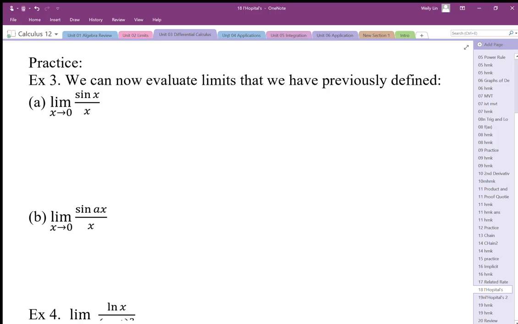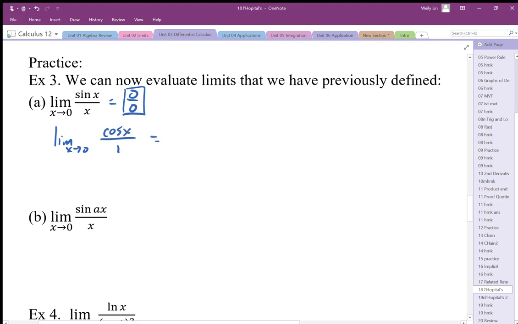Here, these next ones, we are going to evaluate limits that we already know. So we should already know that the limit as x goes to 0 of sine x over x is equal to 1. That really should be an identity at this point. But now, even though it's an identity, we can confirm this with L'Hopital's because we have a 0 over 0 form. If I apply L'Hopital's, I end up with limit as x goes to 0 of cosine x over 1.